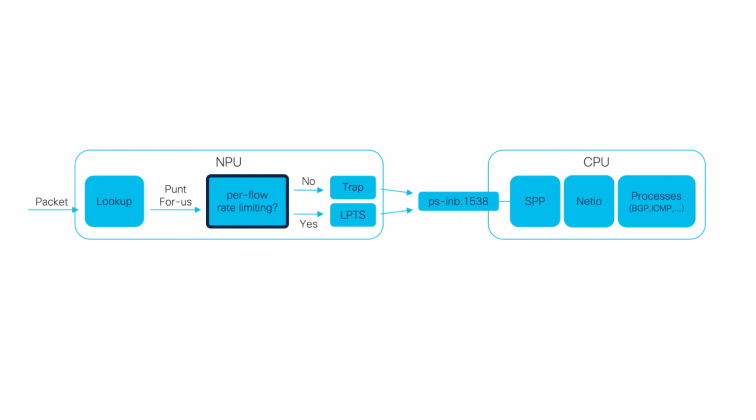If per flow rate limiting is required, then the packet is switched to the CPU via the Local Packet Transport Service, LPTS. An example, a routing protocol packet. If per flow rate limiting is not required, then a trap is generated and the packet is switched to the CPU. An example, a packet with time to live TTL expired. The packets, if not rate limited, are switched to the CPU via a dedicated internal VLAN with ID 1538.